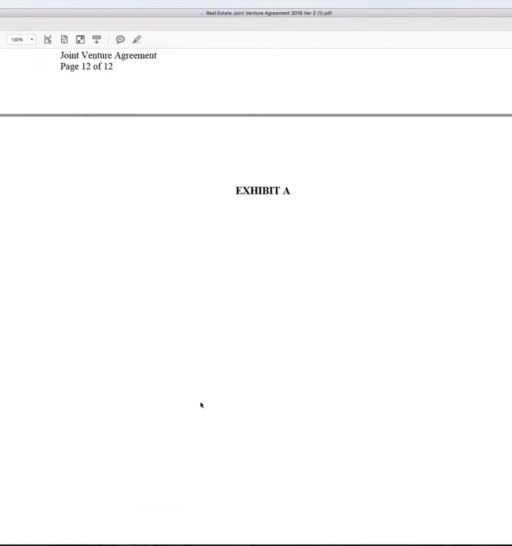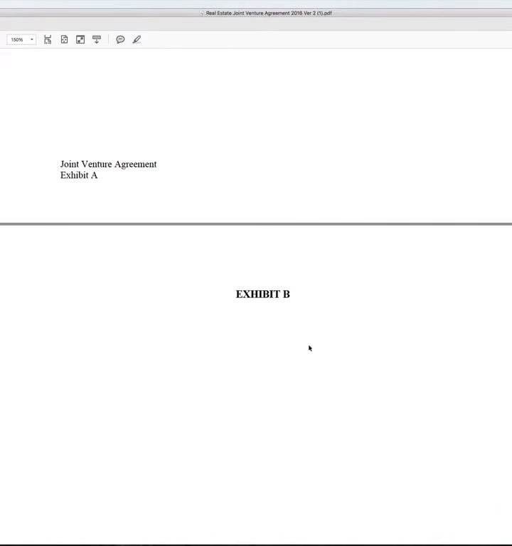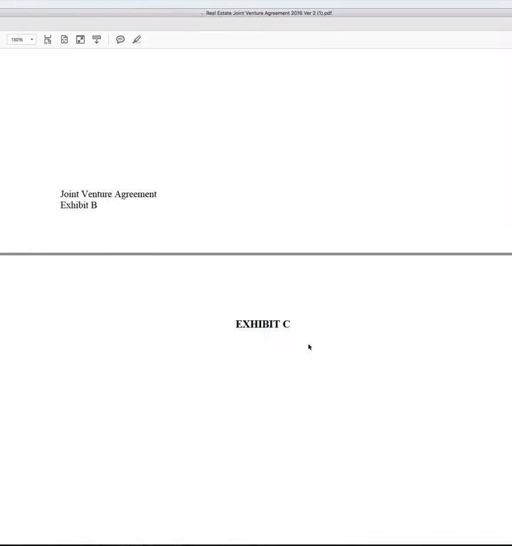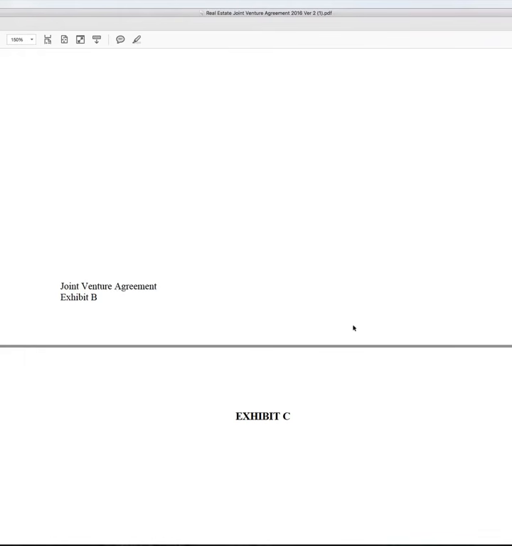Here are the exhibits. So the Exhibit A would be the legal description of the property. Exhibit B are any funds that you're bringing into the deal. And then we had that Exhibit C as well. And I forget what we had for Exhibit C, but we discussed it already. Those would be exhibits that would be filled out as you go through here.